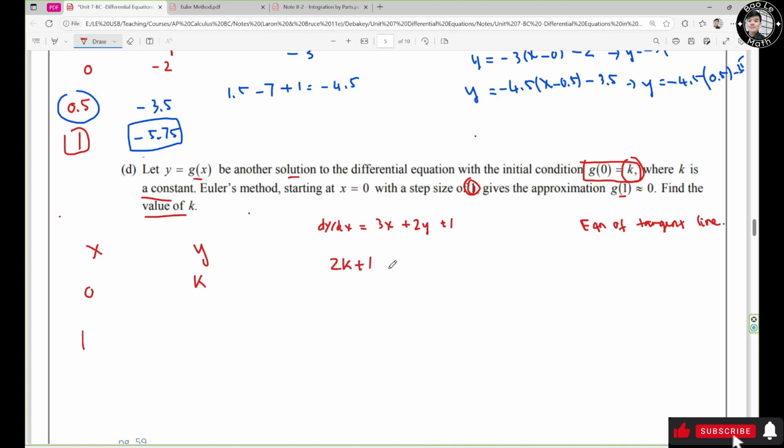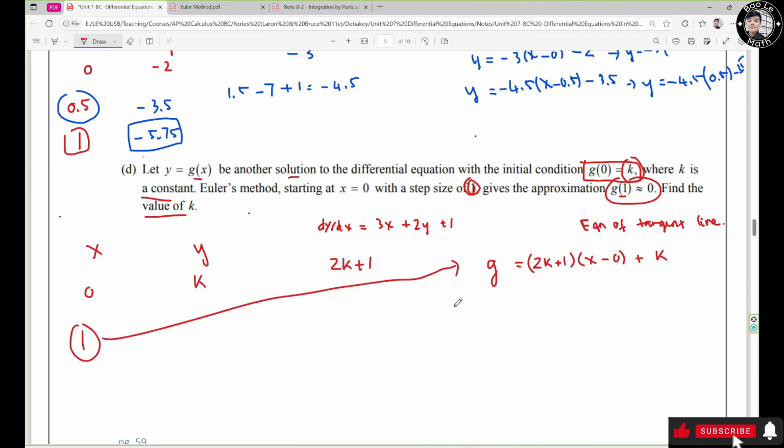So it could be 2k plus 1. Equation of the tangent line should be y equals, the slope is going to be 2k plus 1 times s minus s1. s1 equals 0, plus y1 should be k. Now I change this one into g, so that I'm going to use this one easily right here. Now, substitute 1 for s into this equation. Does that mean I get g of 1?